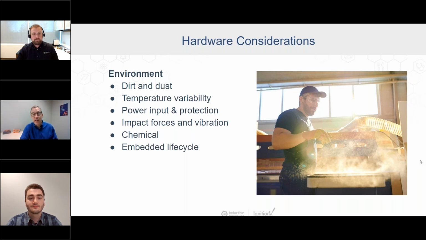Chemical is one that we really don't think about a lot. But if you're in, we've got a client that's a car wash, we've got people in manufacturing, we've got people that at the end of the day, they've got to spray down their equipment with caustic chemicals. Again, what is your typical screen going to look like after being sprayed by caustic chemicals? So these are all important things.